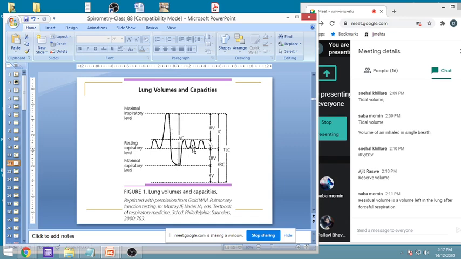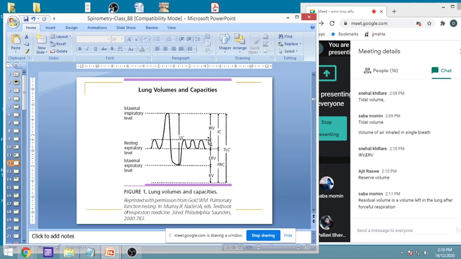Then again we have the normal respiration which is going on, that we call the respiration rate. When we do it forcefully, we call it the inspiratory reserve volume, and again forceful expiration we call the expiratory reserve volume. Then from the normal one, this is the vital capacity. Sorry, this is the tidal volume during normal inhalation, and this VT is the tidal volume.